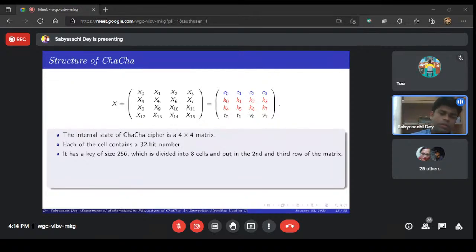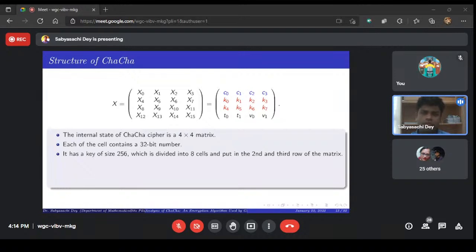In the key, you have seen that there are 256 key bits. The key is of length 256. We break it into 8 parts. Therefore, each part contains 32 bits, right? So those 32 bits we call the first one K0, the second one K1. Like this, we go up to K7.